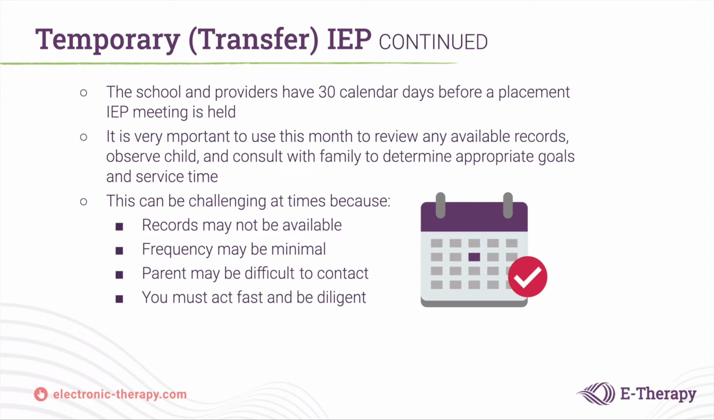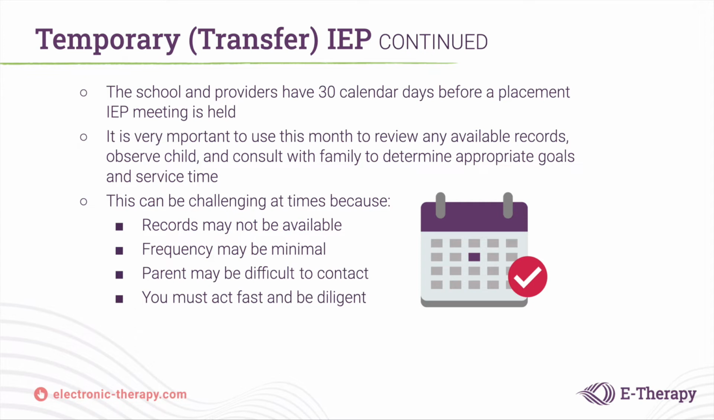So you have 30 calendar days to review previous records, hopefully meet with the student and talk with the parent or teacher to see what their current skill level is, determine if services are even appropriate, and if so, what goals you want to recommend. Now, that's a lot to happen in 30 days.